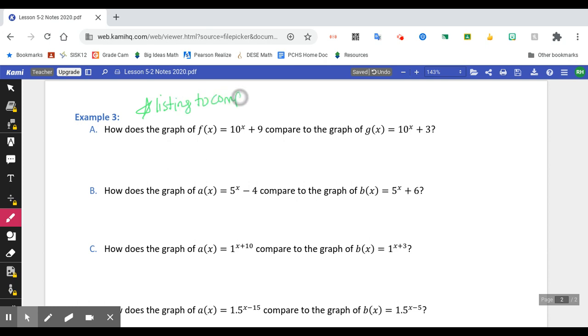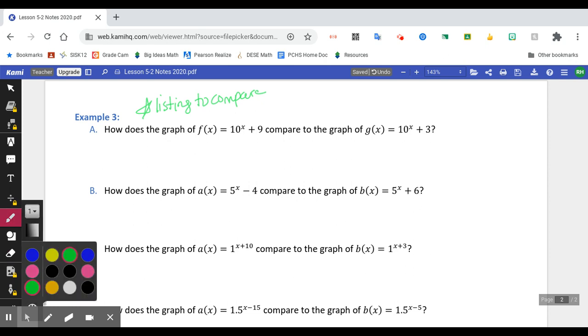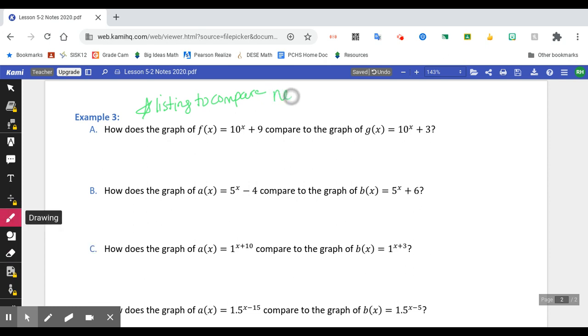to compare them, it's old last. So actually, let's put that differently. Sorry about that. When they're listing them out, they're going to list out the new first, then the old. Okay, so how does the graph of f of x equals 10 to the x plus 9 compare to the original graph 10 to the x plus 3?